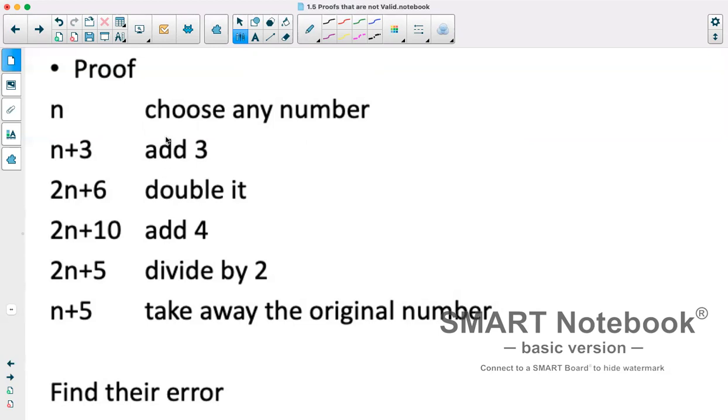So if we look through, we can see where they made a mistake. They added 3 here, they doubled both things here, they added 4 here. Dividing by 2, they divided the 10 by 2, which gave the 5, but they forgot to divide the 2n by 2. So this should really be n. And then when they take away the original number of n, this should be gone, giving us 5.